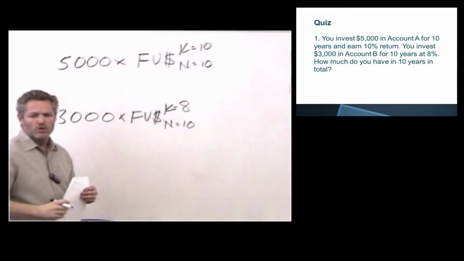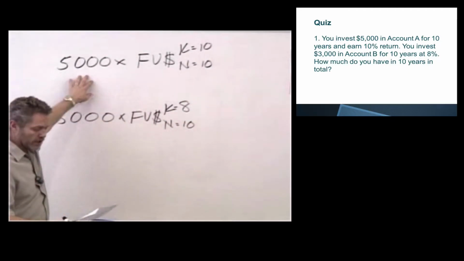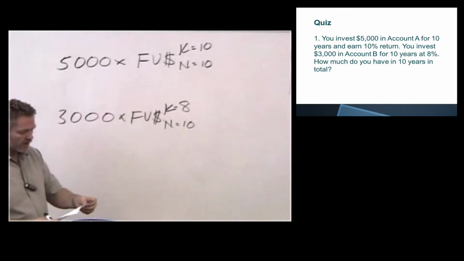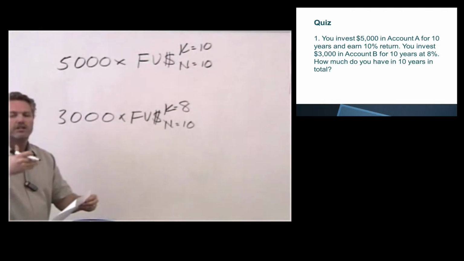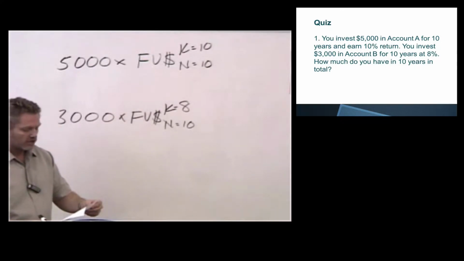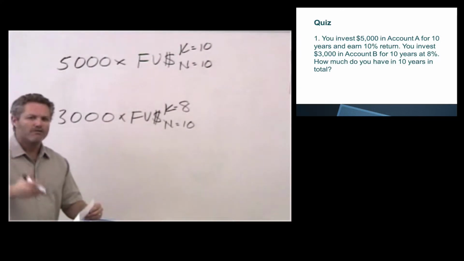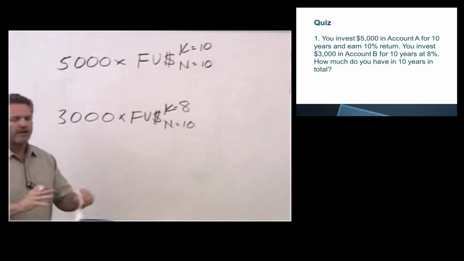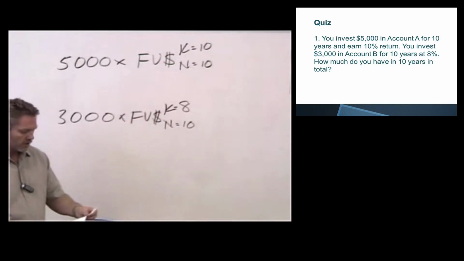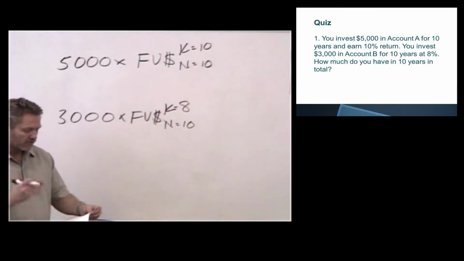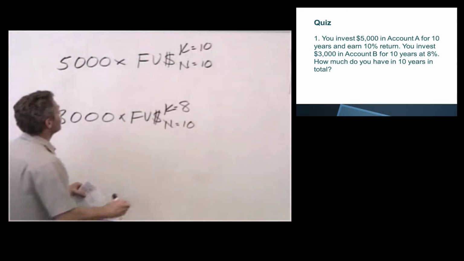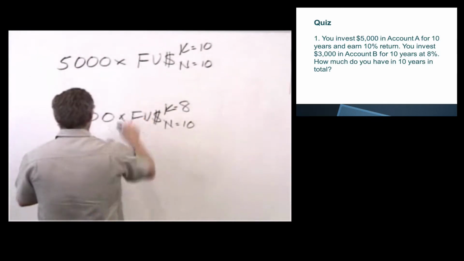These aren't annuities, because if these were annuities, it would have read, you invest $5,000 in account A each year, or $5,000 in account B every year. Those are several payments, and so it'd be an annuity. This is not several payments. It's for 10 years each, so it's future value of $1. We then look up the factor for both of these.